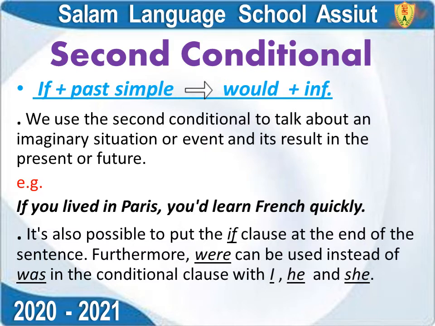For example, if you lived in Paris, you'd learn French quickly. Of course, you don't live in Paris now, and you can't learn French quickly now. So it refers to the present. You know well that we can use were instead of was with I, he, she, and of course it. And the if clause can come at the end of the sentence. For example, you can say you'd learn French quickly if you lived in Paris.